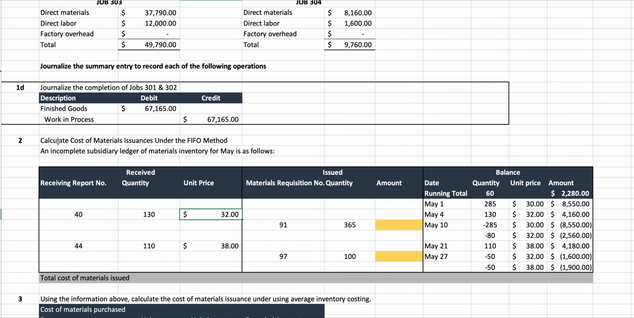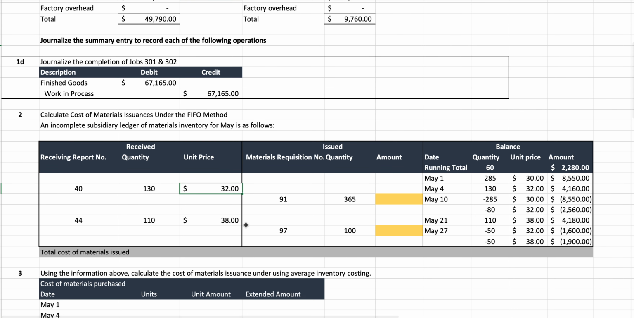Okay, the first thing that we're going to do is calculate the cost of material issuance under the FIFO method, and FIFO means first in, first out. I've calculated most of this for you because it's a little complex to walk through. We start out our month, May 1st, with 285 units sitting in our warehouse. We know that the cost of those 285 units was $30 a piece. So if we had to calculate how much we have in inventory on May 1st, then that would be $8,550.